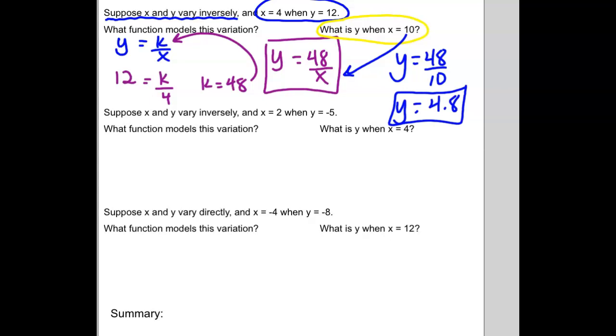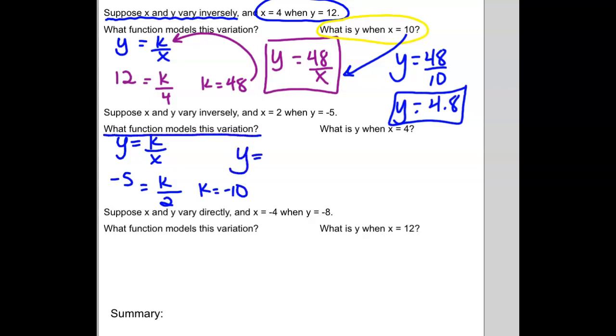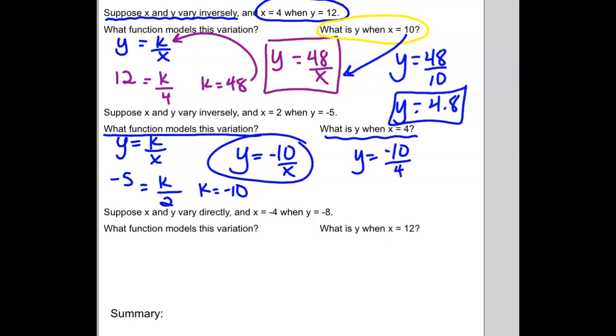All right, next one, suppose x and y vary inversely. So again, y equals k divided by x. This time when x is 2, our y value is negative 5. So negative 5 is equal to k divided by 2. We're going to multiply 2 to both sides, and we end up with k being negative 10. So now I'm going to write the equation. What function models this variation? The answer would be y equals negative 10 divided by x. Then we can answer what is y when x is 4 by plugging a 4 in. Negative 10 divided by 4 would be negative 2.5.